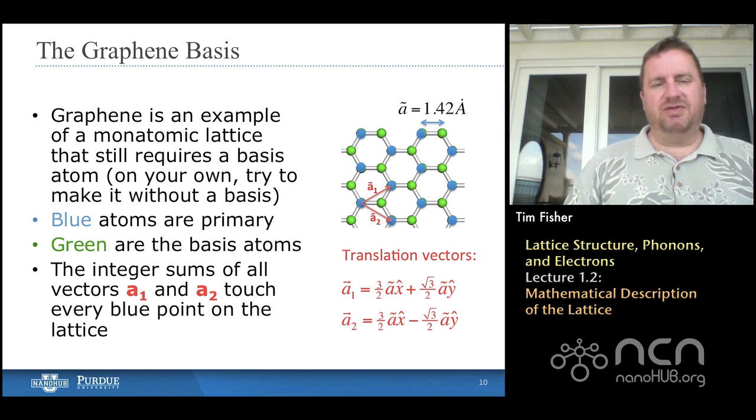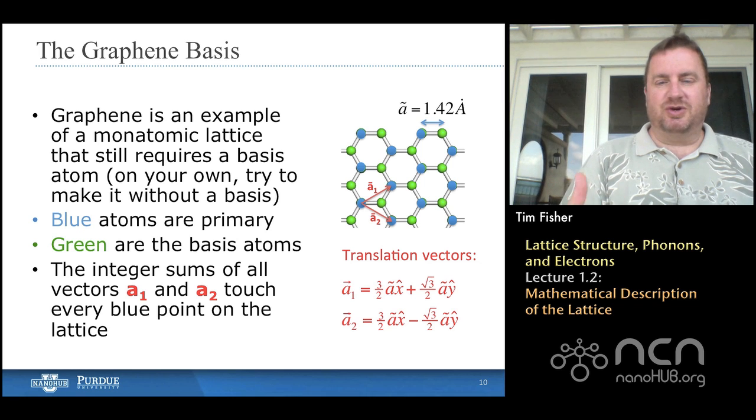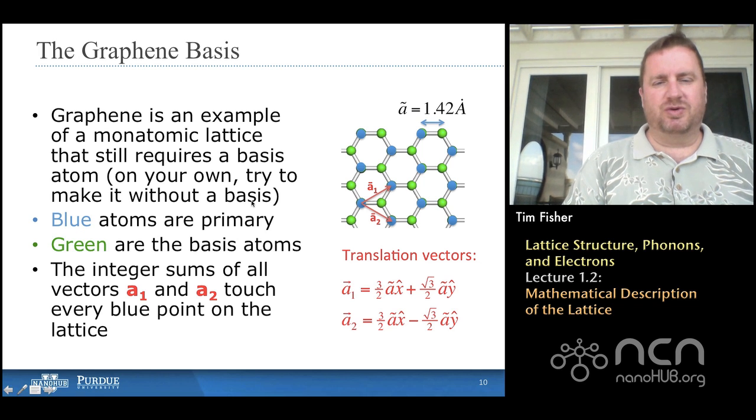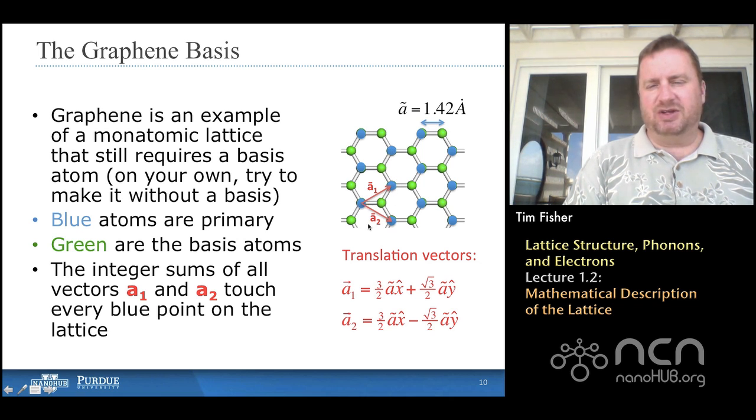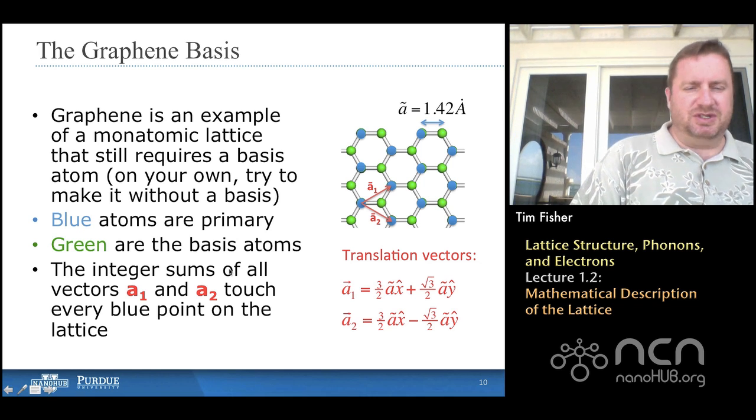And if you don't believe that, I think it's interesting to try on your own to create a lattice that repeats itself and fills all of the true atomic sites without a basis atom. So what we're going to do is define here the primary atoms. Those are the blue atoms. Each of the primary atom locations are connected by translation vectors, A1 and A2. And so if we just cycled through integer multiples of A1 and integer multiples of A2, then we would touch every blue point on this space, and we would form our Bravais lattice in 2 dimensions for this material.